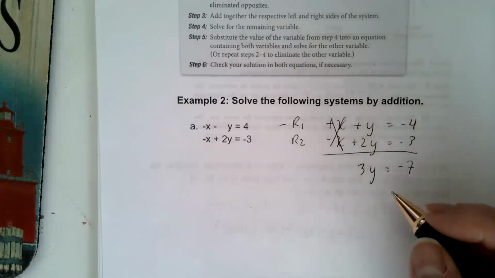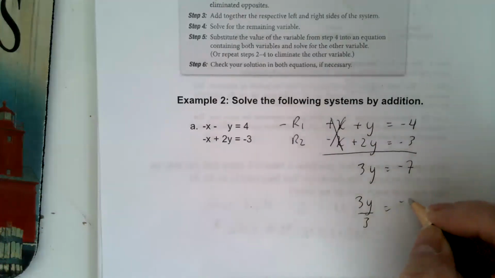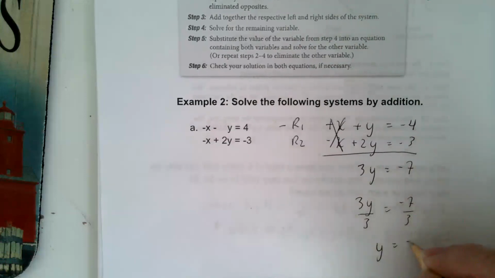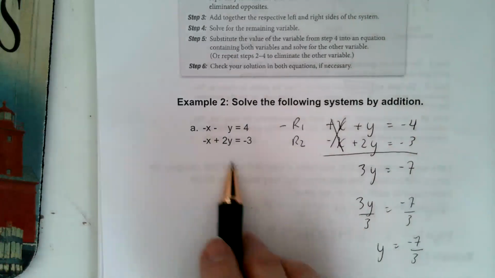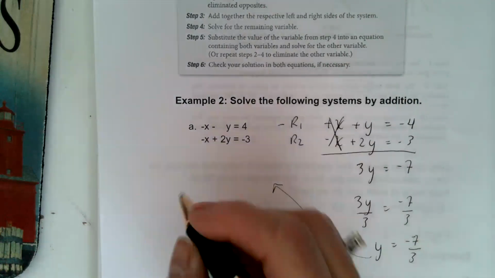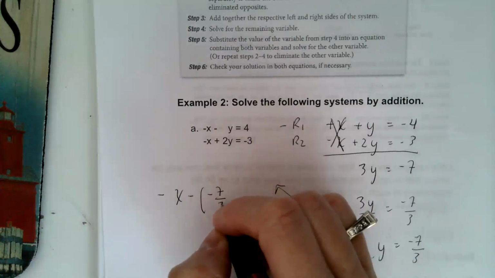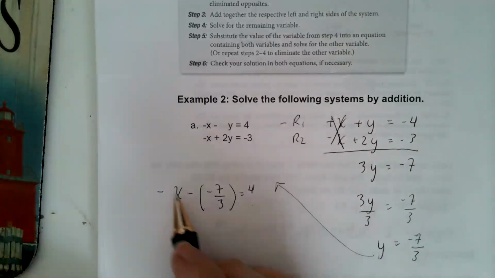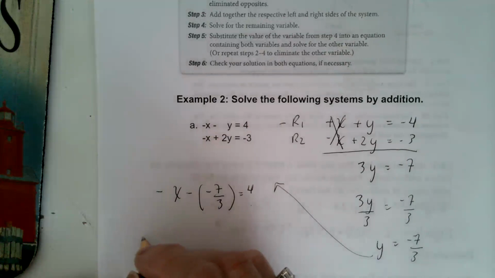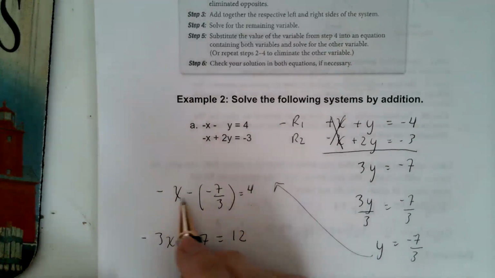And then we will divide by 3 to get y equals -7/3. And then I can put -7/3 back into either equation. So I'm going to put that back into row 1. So -x minus -7/3 equals 4. And then using our strategies back from chapter 2, we are going to multiply through by that denominator of 3 to make it so there's no fractions. So I'm going to have -3x plus 7 equals 12 when I multiply each term by 3.